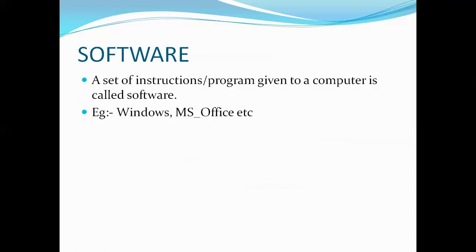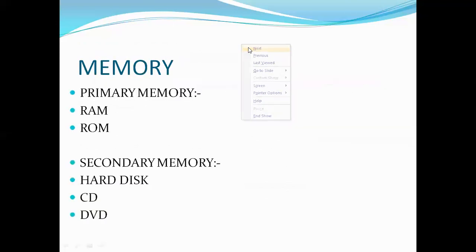Basically, the software is in a CD, or the software is in a DVD or in a pen drive, and that is a hardware. So we cannot extract the software. It basically is a program or instruction which we give to the computer. That is called a software. For example, Windows and Office, etc., are the examples of your software.